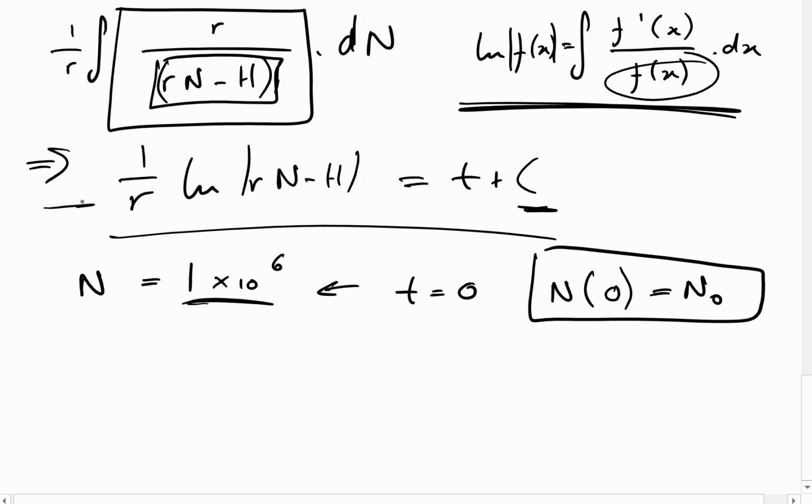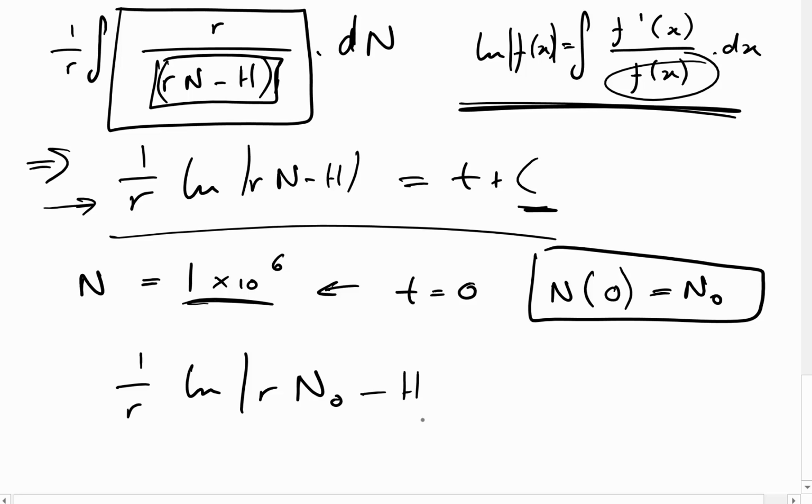So let's do that up here. So we get 1 over r. I know what r is, don't I? It's going to be 0.1. I'll leave it as r for the moment, then maybe I'll change it in a minute, just see how it goes. So 1 over r times ln of r times n minus h. So n is 1 million, so 1 times 10 to the 6 minus my h here. Sorry, I'll just write n naught actually.